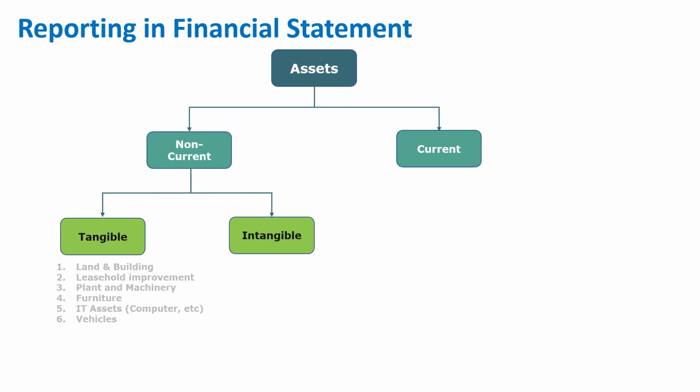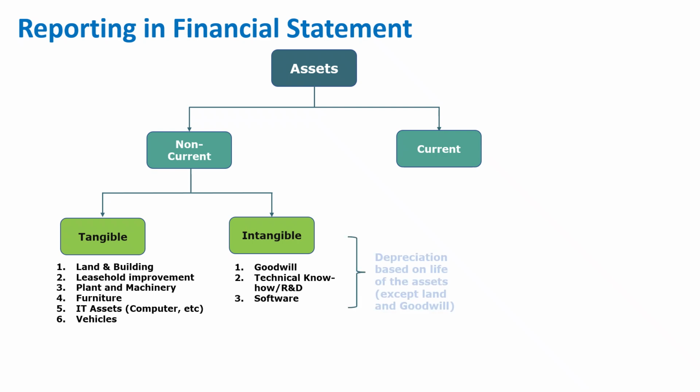assets. So the examples of tangible assets are land and building, leasehold improvement, plant and machinery, furniture, IT assets like computers, printers, and vehicles. Whereas in case of intangible, the examples are goodwill, technical know-how, and software. On these assets, depreciation will be charged based on the life of the assets, except land, because land you can't depreciate, and goodwill. So goodwill you can't depreciate, but you can do the impairment for the goodwill if you feel that the company is not able to generate sufficient cash.